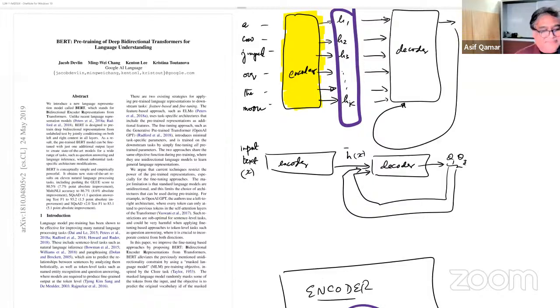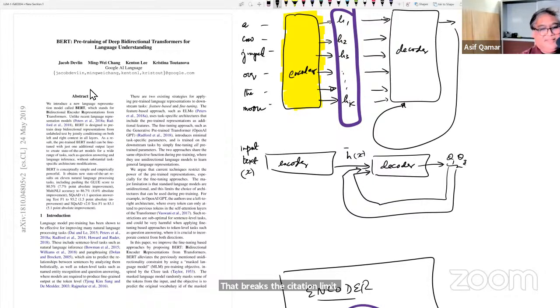Isn't it fun to write a paper that breaks the citation limit? Right? So we will look at this paper. So guys, do you have fresh minds? Are we all fresh here?